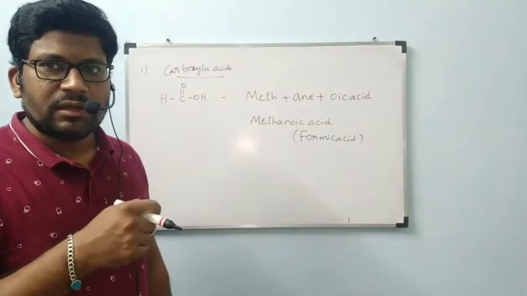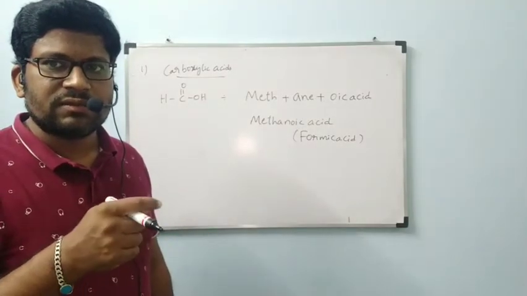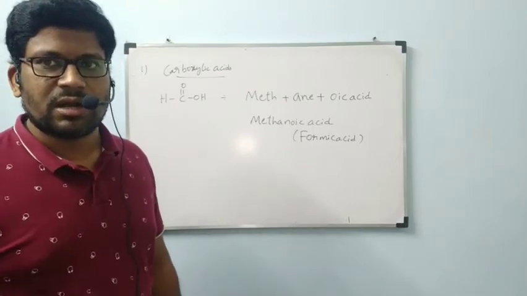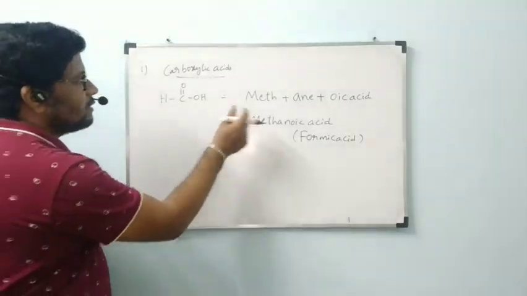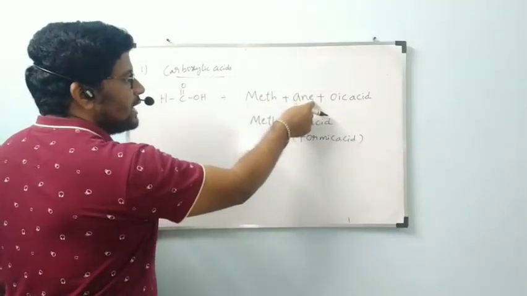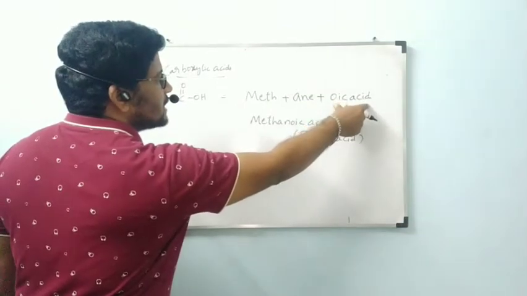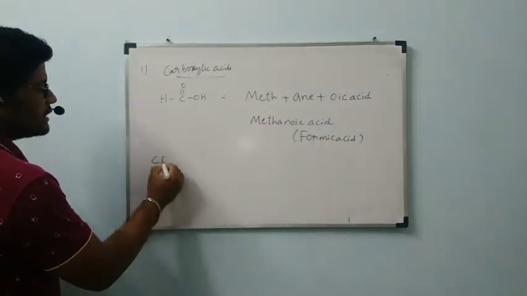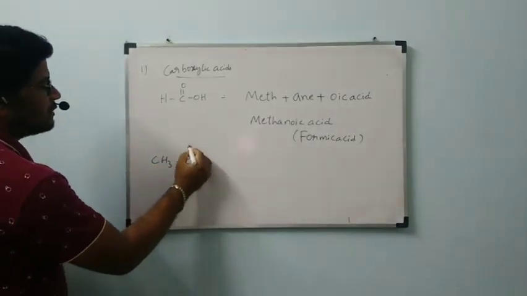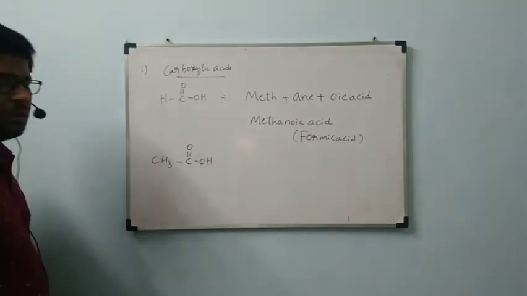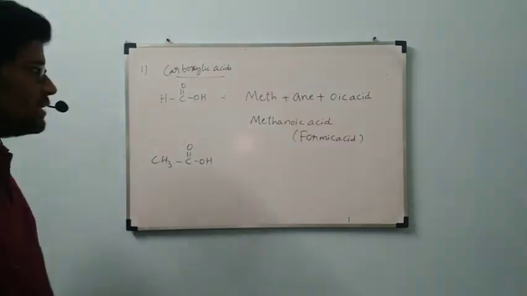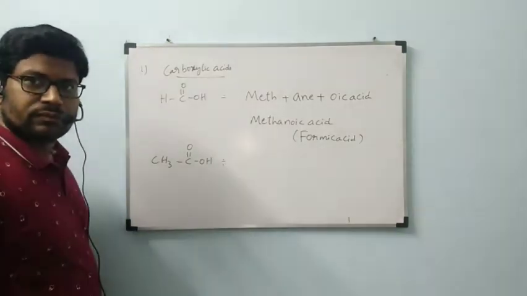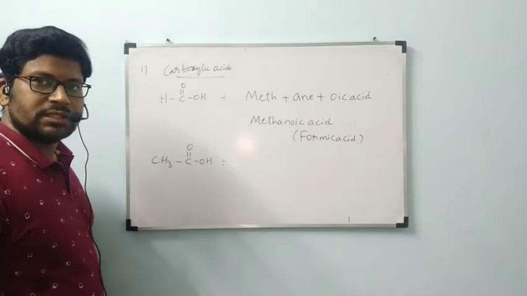So when they bite us, it will inject that acid into our skin. Because of that, we get a little bit of pain also, but it is a weak acid, that's why it is not that harmful to us. Okay, this name: root word meth plus an plus oic acid. So for carboxylic acid the secondary suffix will be oic acid only. Next compound: CH3COOH. What is the name? It contains totally how many carbons? Two carbons. Two carbons means root word eth.